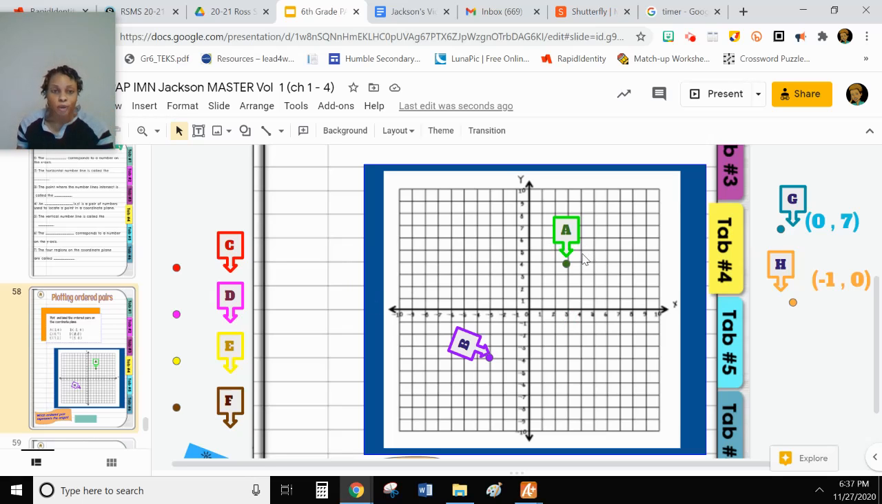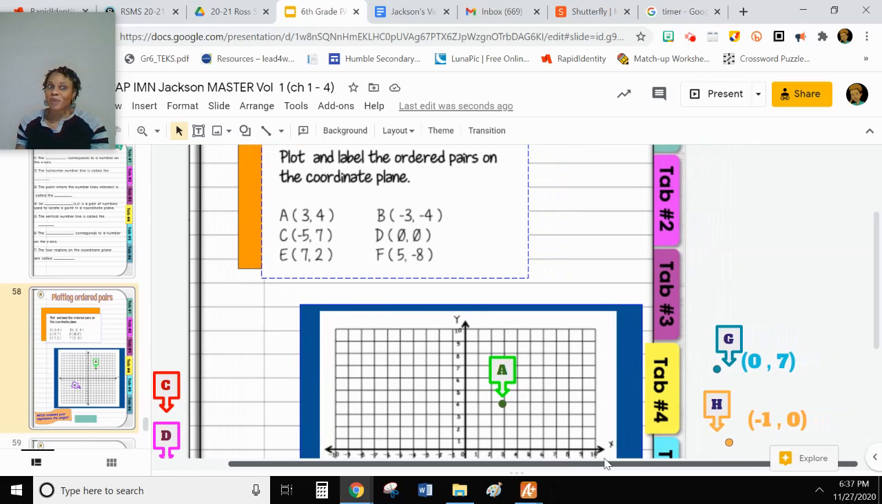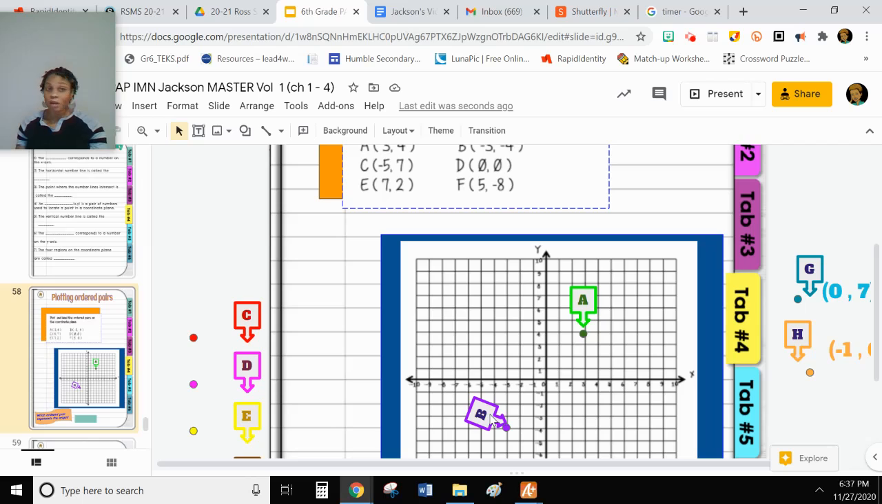So you're going to go through and you're going to grab all your dots and you're going to finish labeling C, D, E, F. And then I added some bonus ones, G and H, to see if you know where they go. Here's a little hint. All points don't have to be in a quadrant. You can have points on an axis, like the x-axis or the y-axis. So you'll see where those points lie.